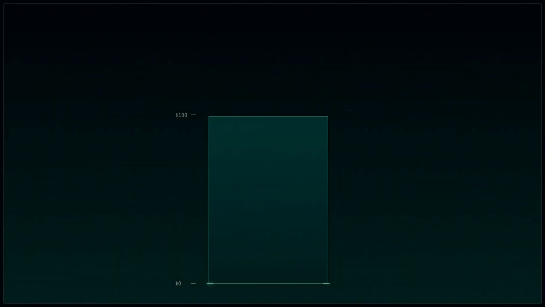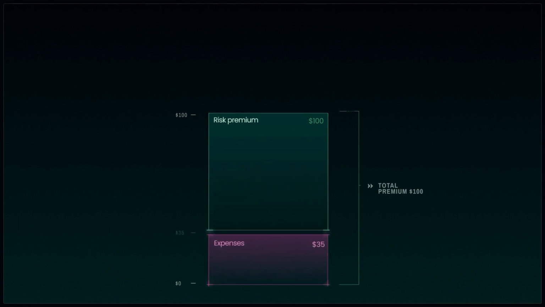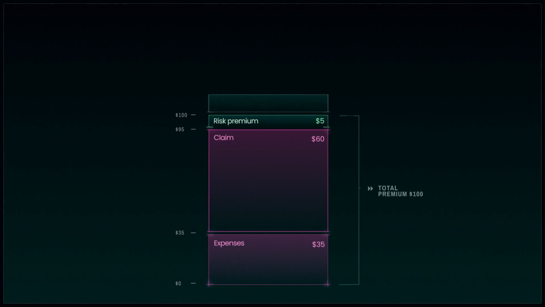In total, on a large portfolio of insurance policies, for each $100 of premium collected, about $35 goes towards covering expenses and $60 goes to covering claims payments, leaving about $5 for profit. The investment income in the current environment would generate approximately another $10.